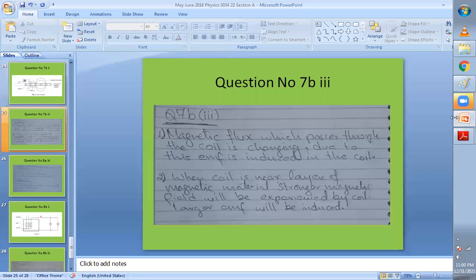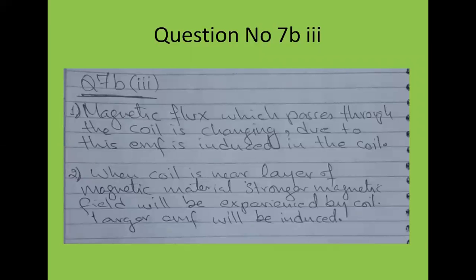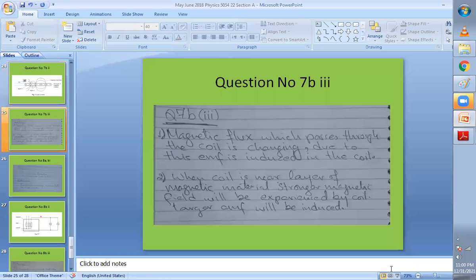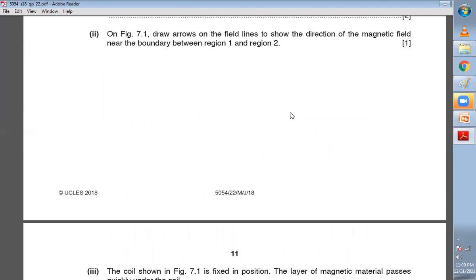Let me show you my answer. Magnetic flux which passes through the coil is changing. Due to this, EMF is induced in the coil. So one more question. Hopefully you understand.